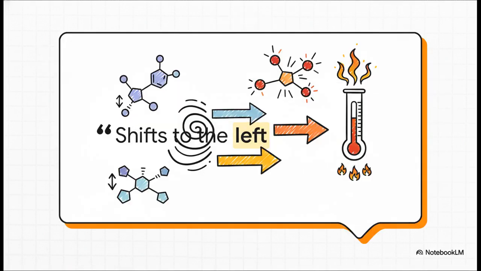And the mark scheme says it shifts to the left. So why does it do that? Well, Le Chatelier's principle is all about the system fighting back against any change. If you heat it up, the system basically says, whoa, it's getting hot in here. And it favors the reaction that absorbs heat to cool itself down. In this case, that means going in reverse, to the left.